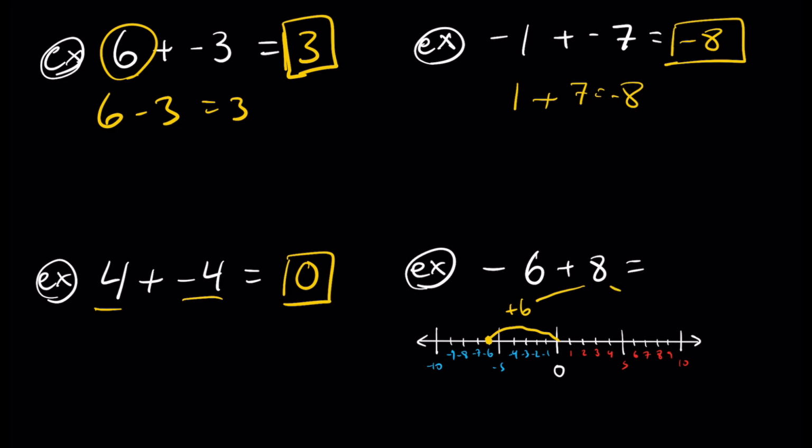And then what's left over after I've moved part of that 8 to make 0? Well, what's left over is 2. And we could write it like this. We could say, instead of -6 plus 8, we just did -6 plus 6 and then plus 2. So this 6 plus 2, well, that's just 8. So we haven't changed the problem at all. We've just broken things up to help make it a little bit easier.